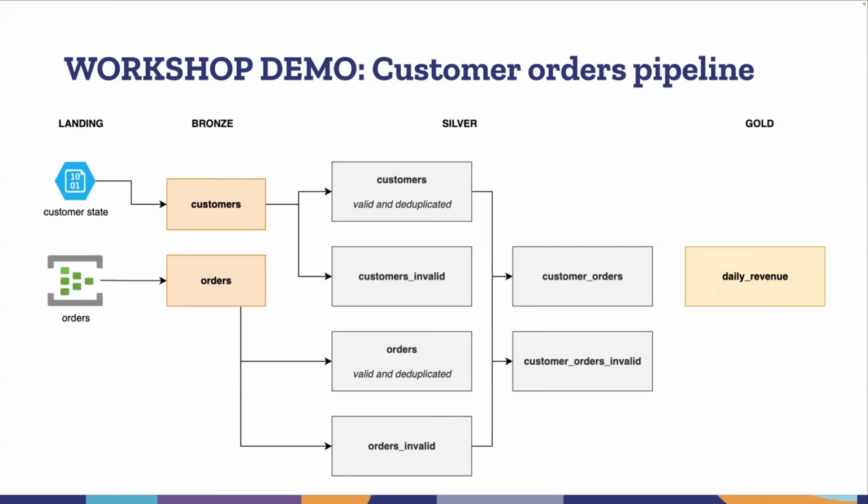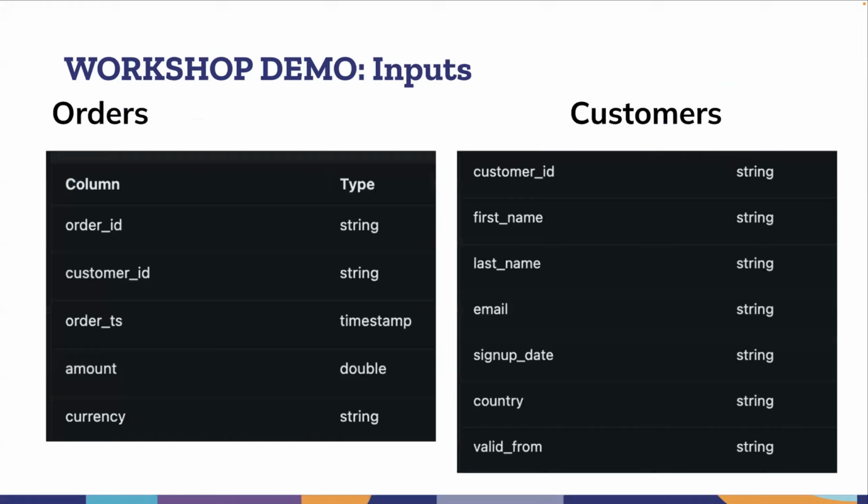the invalid table. After that, we will perform a simple join between the two data sets, after which we will then promote this data into a gold table, which is basically a daily revenue report. It is essentially how much revenue per day per country. And that's basically it. Let's talk about the inputs that we're going to have.